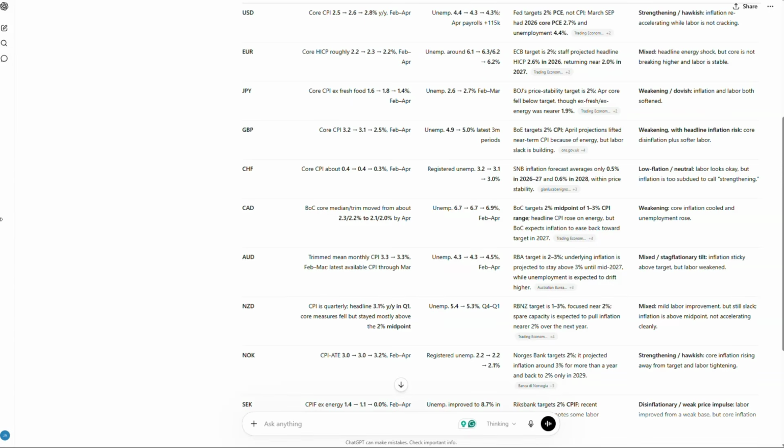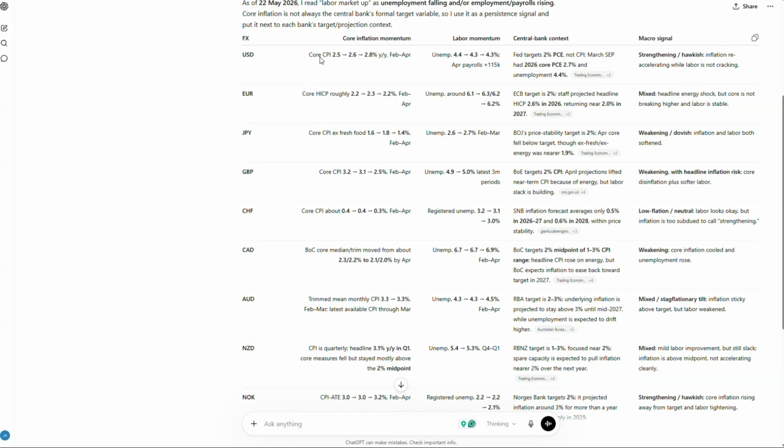So what you're going to do here, you're going to write down, hey, the US dollar is in a hawkish context because of such and such. The Canadian dollar is in a dovish context because of such and such. So you're going to write everything down and you're going to put that watch list on. And this is where your trading becomes much calmer, much more systematic.